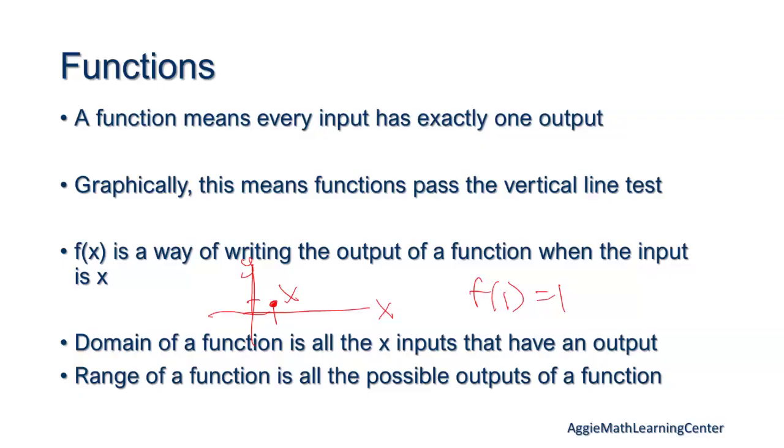Okay. The domain is all the x inputs that have an output. So if we have a graph going here, we ask ourselves, for what values of x is the graph present? Here it's negative infinity to positive infinity, because every x has a graph for it. The range is the same thing, but in the y direction. What would our range be there? Negative infinity to positive infinity, because we ask ourselves for what values of y does the line exist.